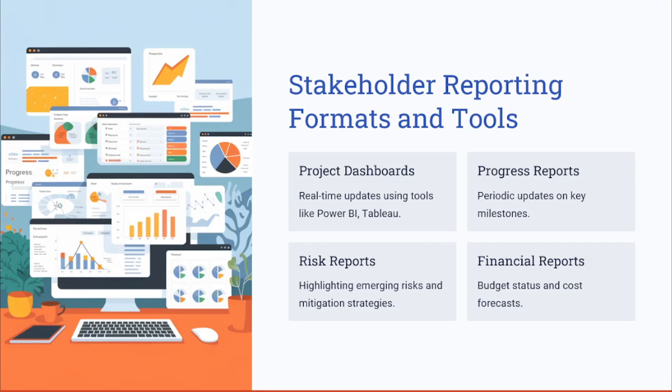We also have the financial report. A financial report shows the budget status and the cost forecasts, and sometimes it shows the cost variance, in terms of comparing it with the baseline. So depending on who you are presenting the project to, and the purpose of that report, you need to tailor all of the information included in each of these reports to meet the stakeholder needs.